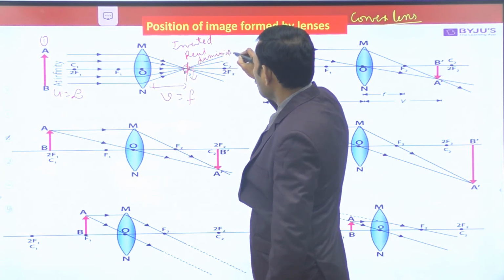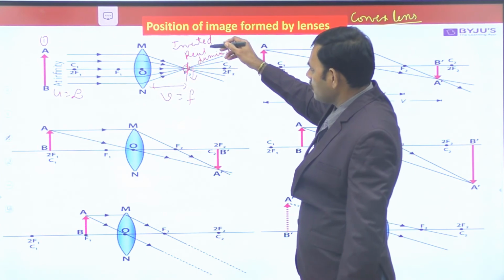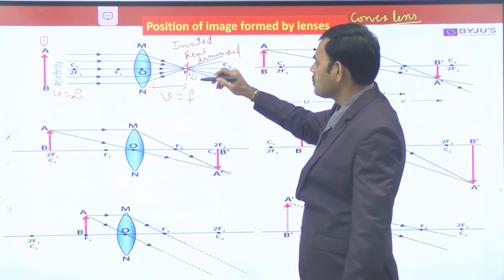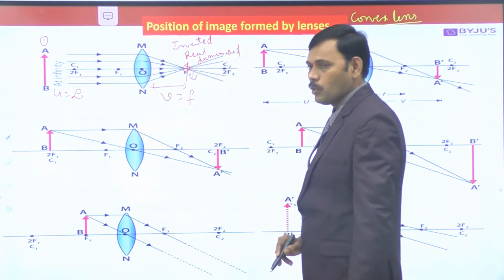We describe the image with 4 qualities. It appears to be inverted. It is formed by intersecting rays, so we can catch the image on a screen: real image, small in size, diminished. Its position is exactly at the focus, at the focal length.